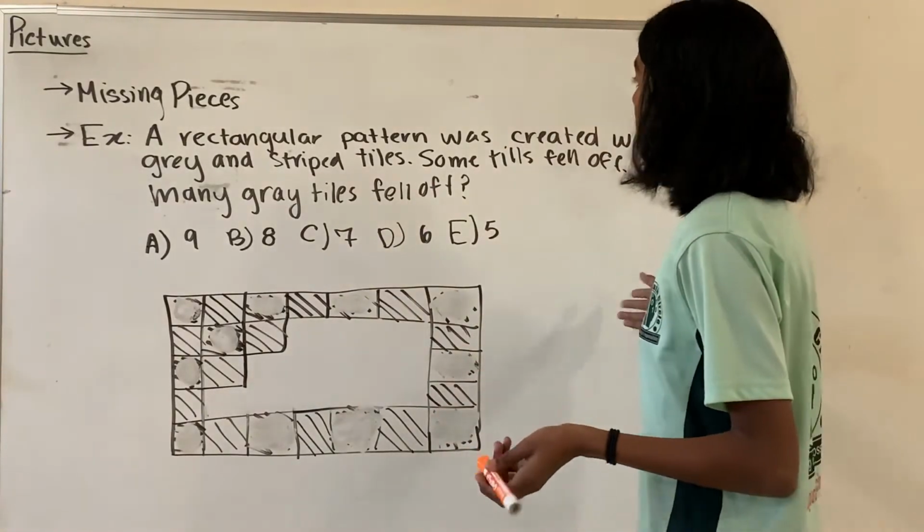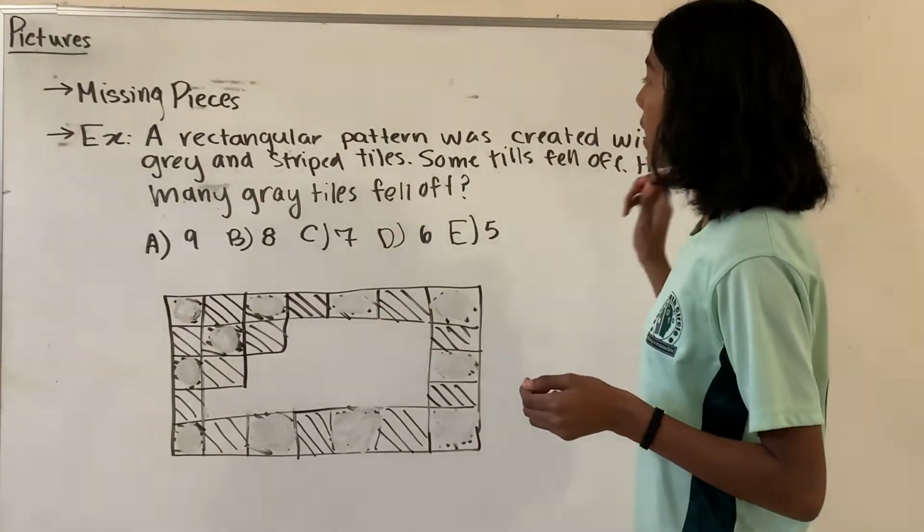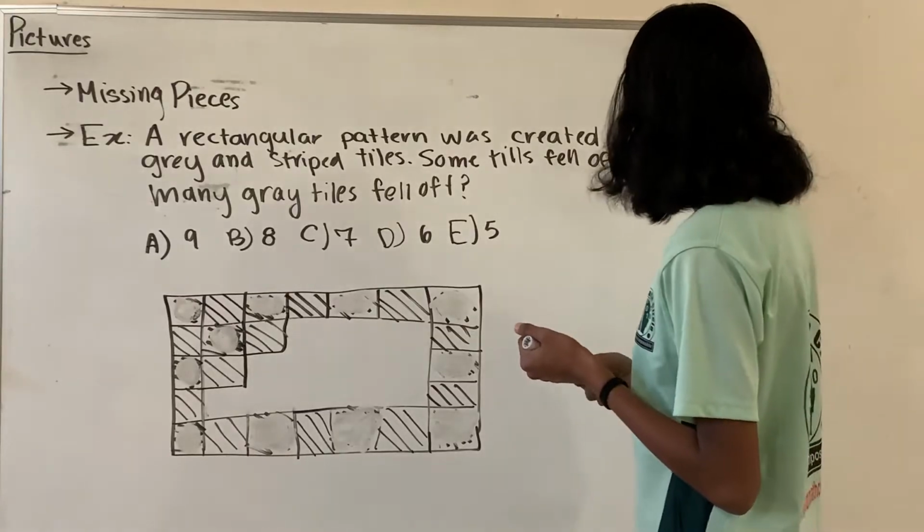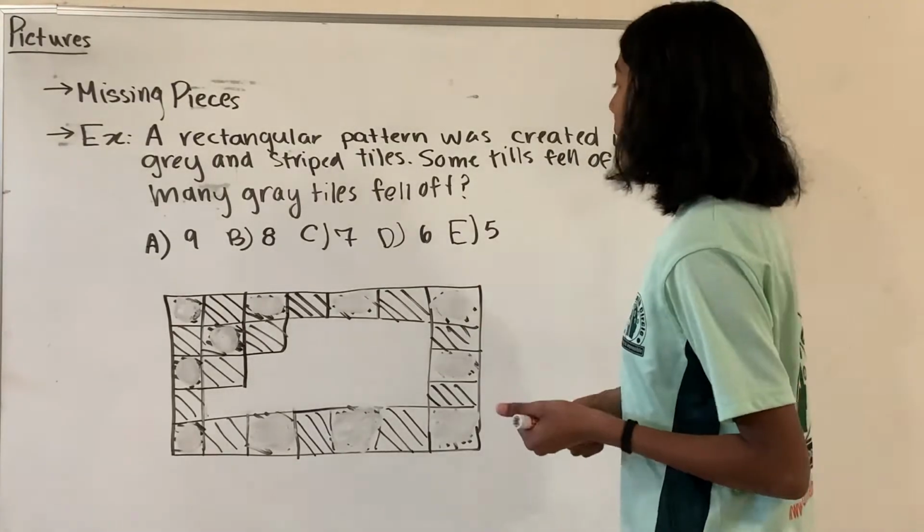So we have an example right here. A rectangle pattern was created with gray and striped tiles. Some tiles fell off. How many gray tiles fell off?